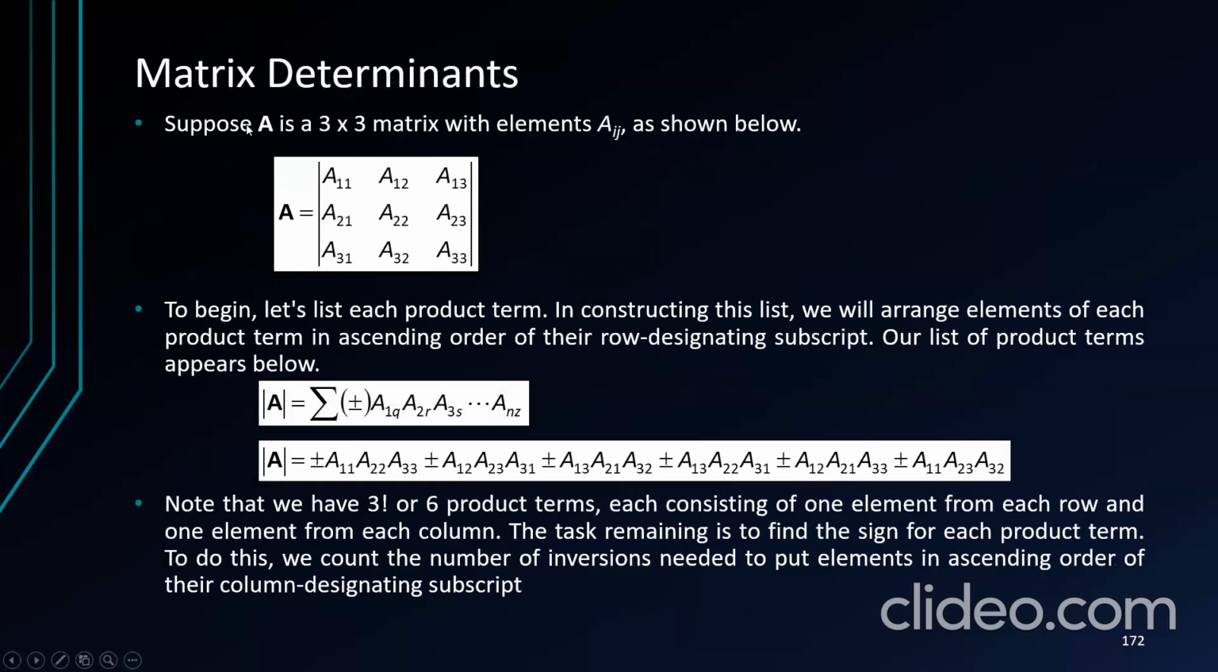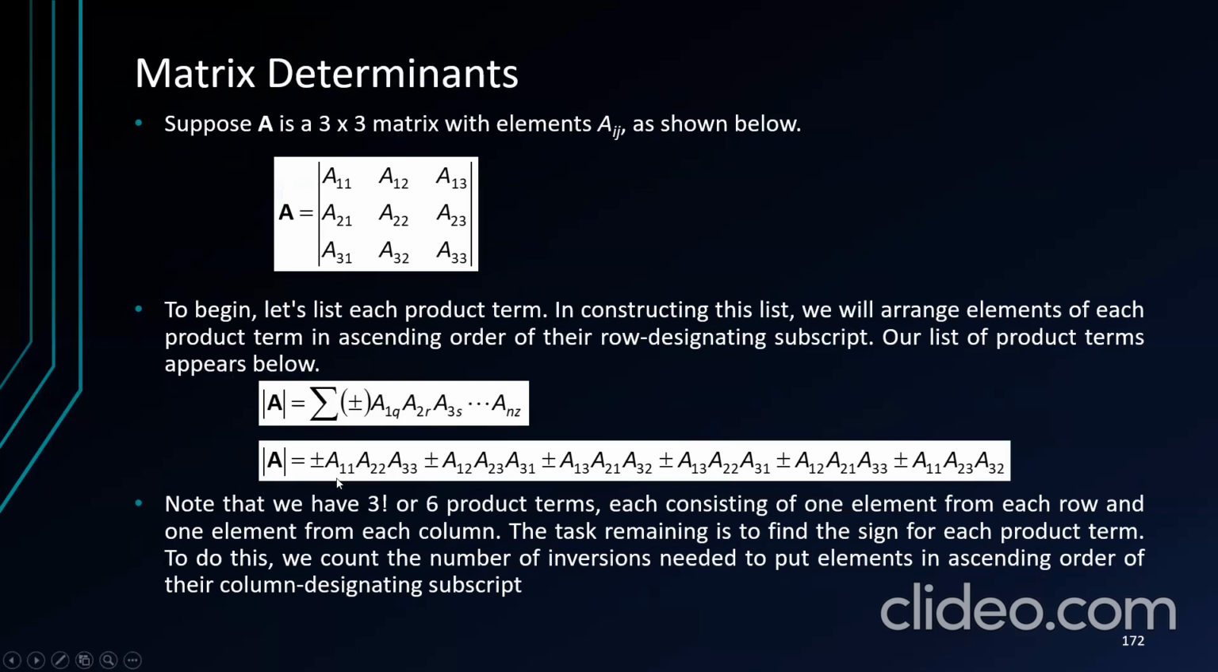Suppose A is a 3 by 3 matrix with elements Aij as shown below. So A is equal to A11, A12, A13, A21, A22, A23, A31, A32, A33. So ito yung 2 by 2 saka 3 by 3 yung pinaka-common sa atin, di ba? So to begin, list its product terms. In constructing this list, we will arrange elements of the product term in ascending order of their row designating subscript. Our list of product terms appears below. So yan, ito na yung list.